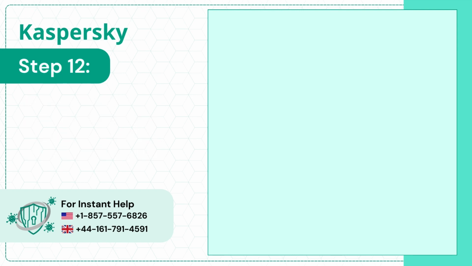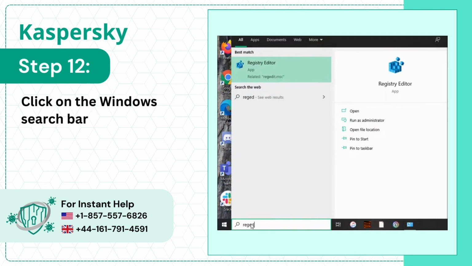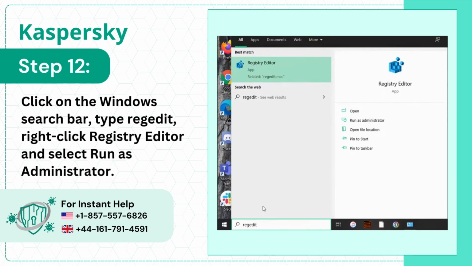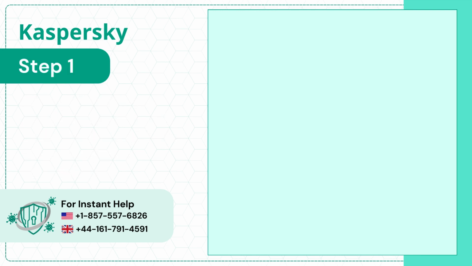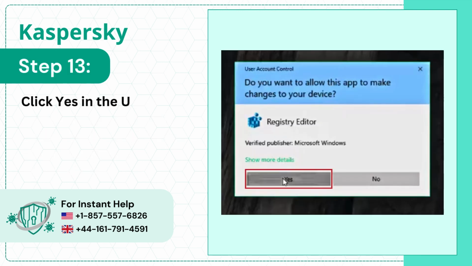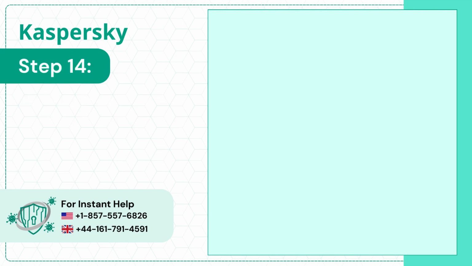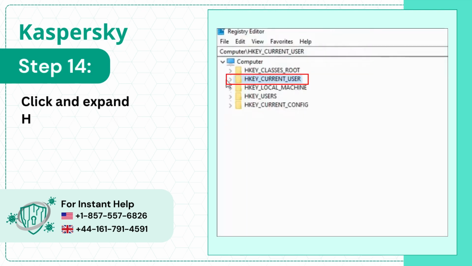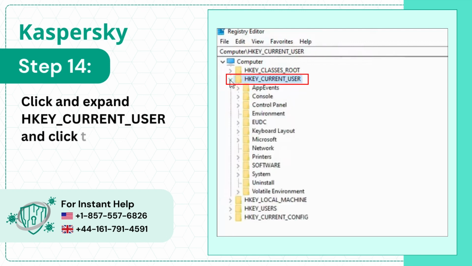Step 12. Click on the Windows search bar, type Regedit, right-click Registry Editor and select Run as Administrator. Step 13. Click Yes in the User Account Control window. Step 14. Click and expand HKEY_CURRENT_USER and click the Software folder.